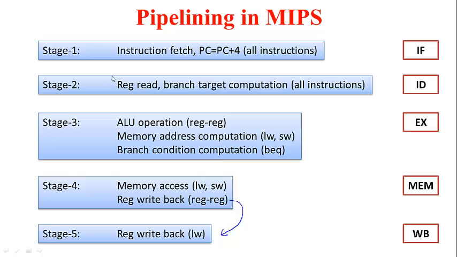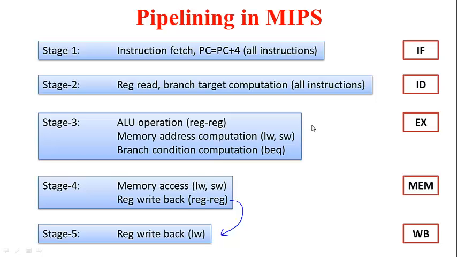Although we have said earlier that stage 2 involves register reading and branch target computation, the name we are going to give for stage 2 in the pipelined implementation of MIPS is instruction decoding. This is because a very important thing happens in stage 2: the various control signals which are necessary for subsequent stages of execution are generated by looking at the opcode, and that is why this stage gets the name instruction decode, to signify the importance of reading the opcodes from the instruction.